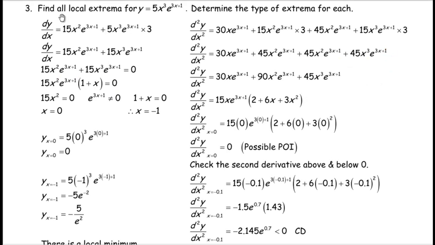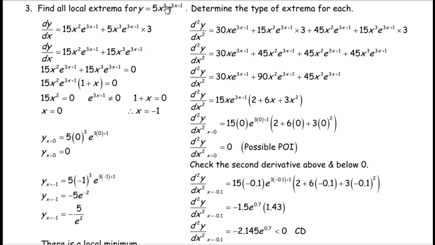In question number 3, we're asked to find all local extrema for y equals 5x cubed e to the 3x plus 1, and then determine the type of extrema. That means whether they're local minimum or local maximum points. So extrema occur where the first derivative has a value of 0. So that's why we're going to find the first derivative of this first.